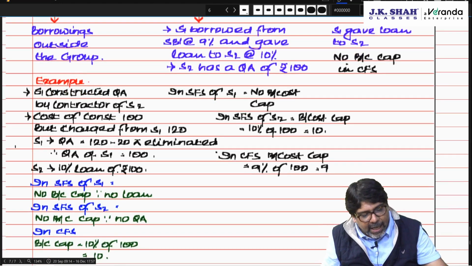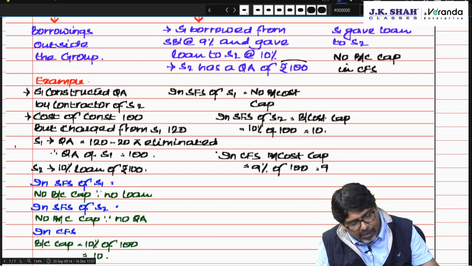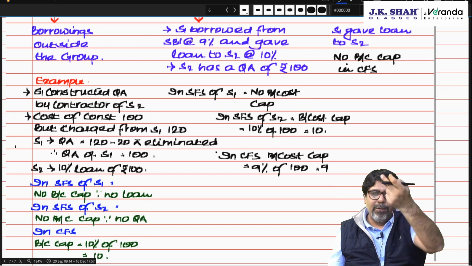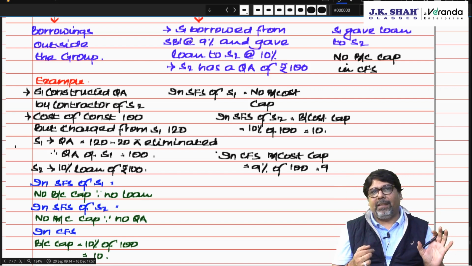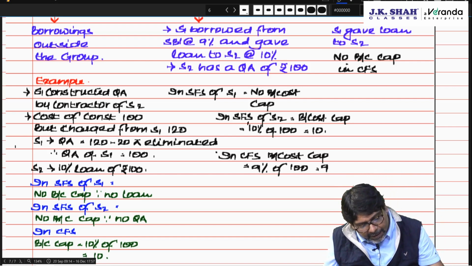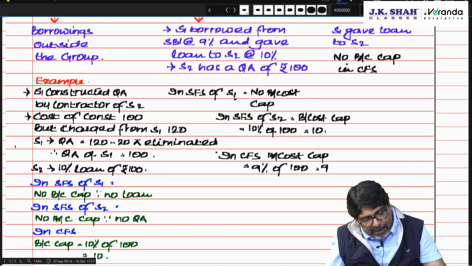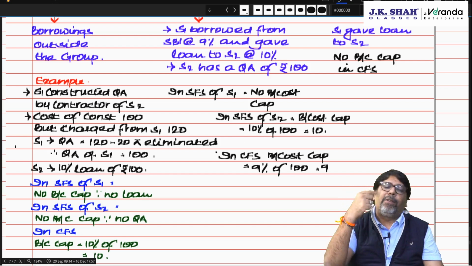Am I clear? S1 borrowed from SBI at 9% and gave a loan to S2 at 10%. S2 has a qualifying asset of 100 rupees. S1 took a loan, you gave the loan to me. You took it at 9%, you gave it to me at 10%. I have a qualifying asset. In my separate financial statement, I will capitalize at the rate of 10%. You will not capitalize. In the separate financial statement of S1, no borrowing cost is capitalized. In the separate financial statement of S2, borrowing cost capitalized is 10% of 100 because you give it to me at 10%.